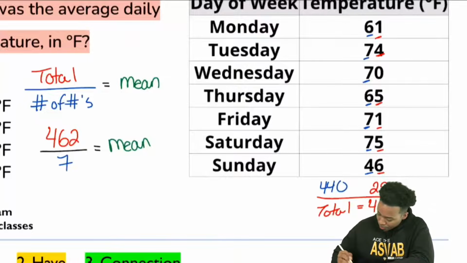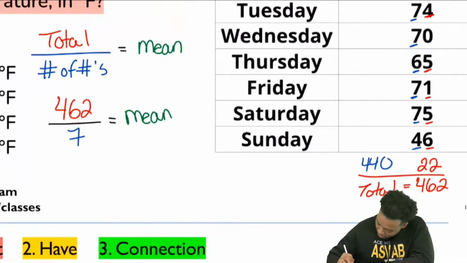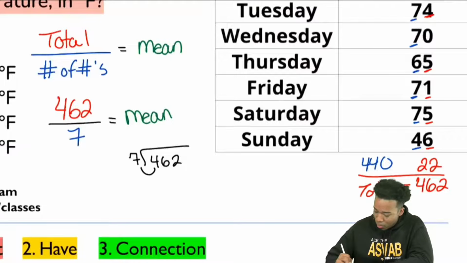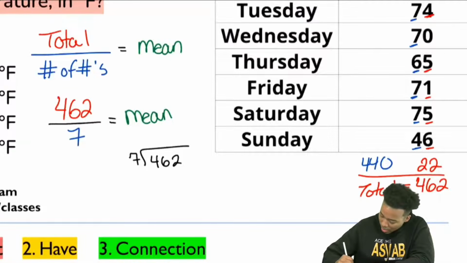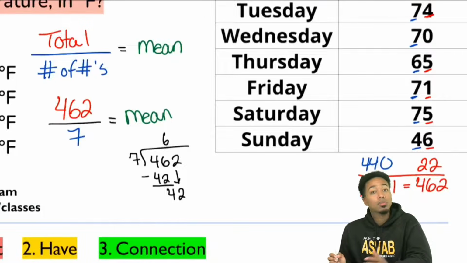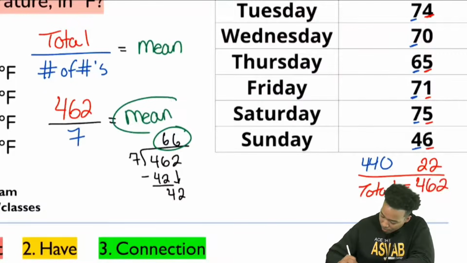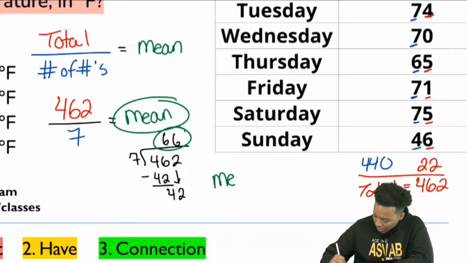So here, we'll do 7 going into 462. You have to know how to set up your long division. So we'll have 7 going into 4. Can't happen. 7 going into 46. Yeah, we can do that. That's 6 times. 7 times 6 is 42. And then we bring down the remaining 2. Then 7 goes into 42 6 times. So right there, our average or our mean is 66.